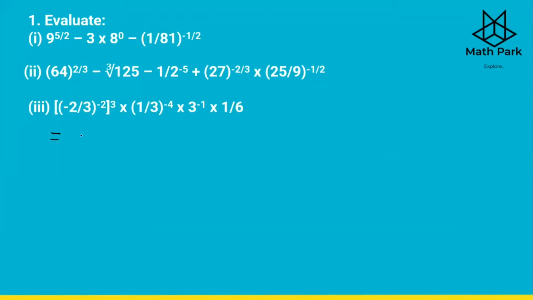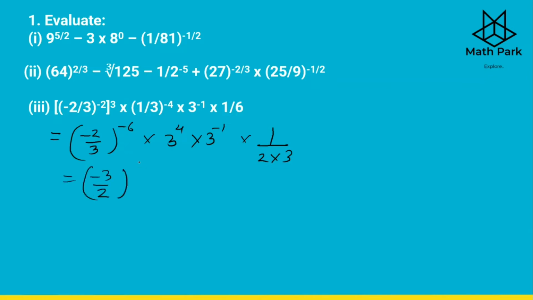Now minus 2 by 3 raised to minus 2, into 3 is minus 6, into this becomes 1 upon 3 raised to 4, so minus 4. So it becomes 3 raised to 4 into 3 raised to minus 1, and 1 upon 6 we can write as 2 into 3. Now what we will do is take all the powers of 3 up. First, we want to make this power positive. So this becomes minus 3 upon 2 raised to 6 into 3 raised to 4 into 3 raised to minus 1. This 3 I am taking up. This becomes 3 raised to minus 1 upon 2 raised to 1.